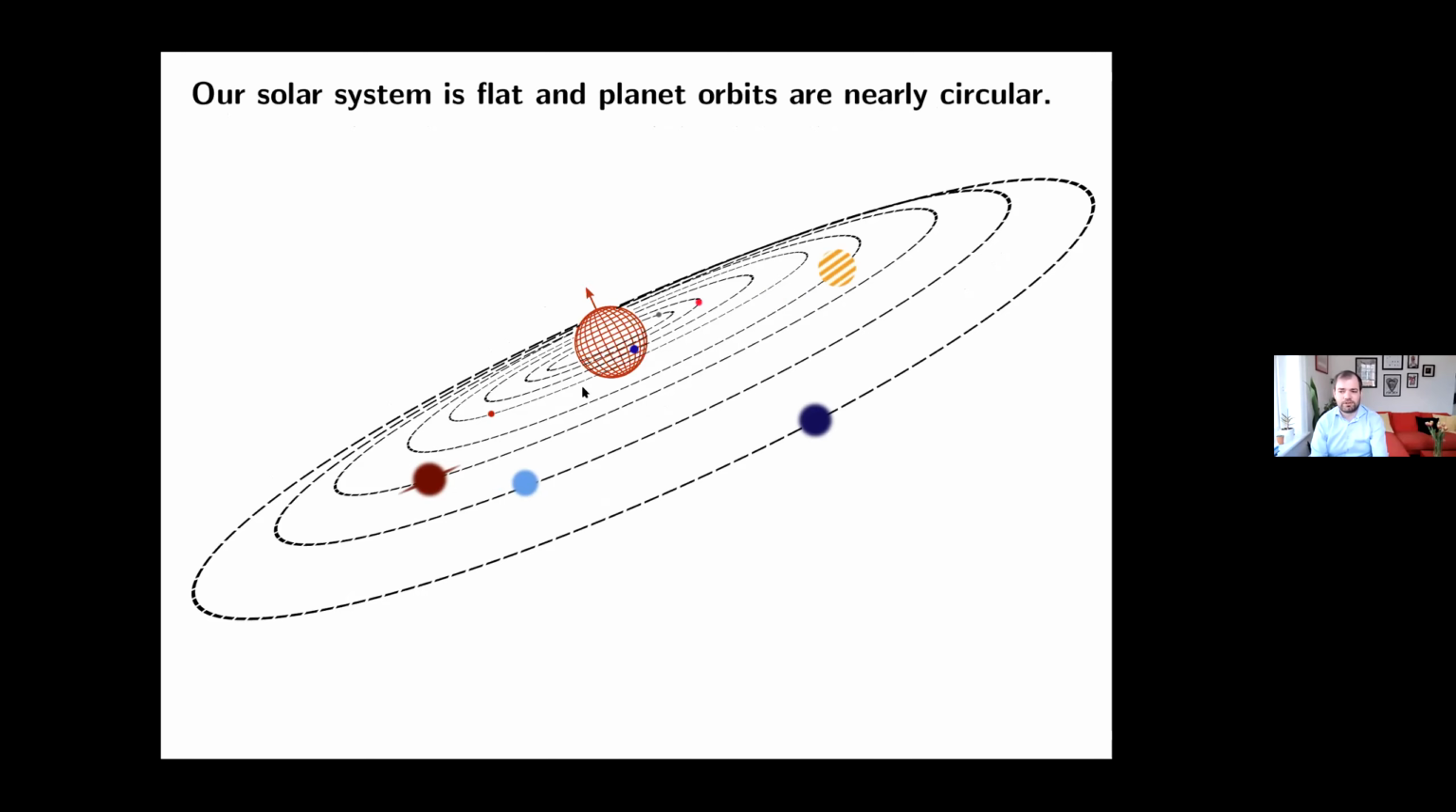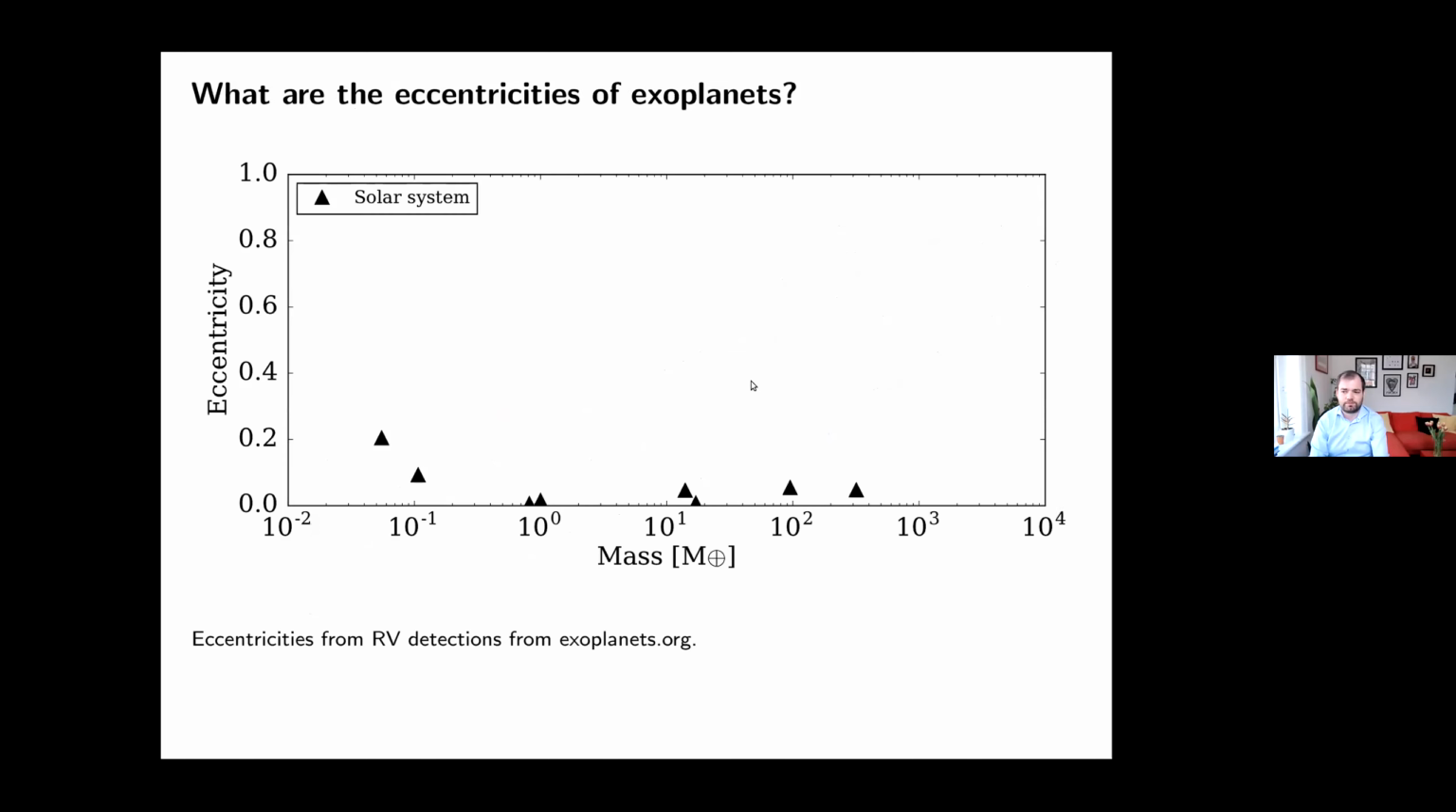And so I want to address here questions about how that would look for exoplanets and whether exoplanetary systems dynamically look similar to this picture or not. So let's again quantify that a little bit more first.